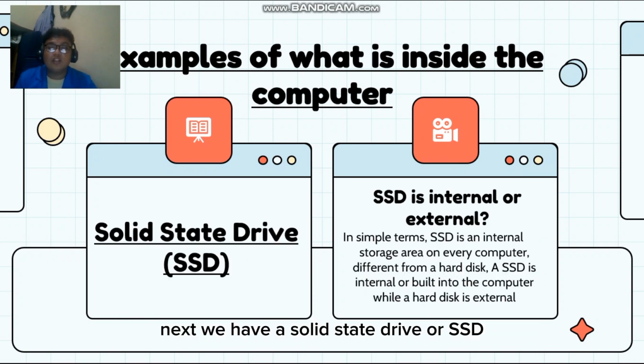Next, we have a solid-state drive or SSD. Is a solid-state drive internal or external? I will explain it. In simple terms, a solid-state drive is an internal storage area on every computer and different from a hard disk. A solid-state drive is built into the computer while a hard disk is external, which means that you don't need to use a hard disk unless the memory on the solid-state drive runs out.